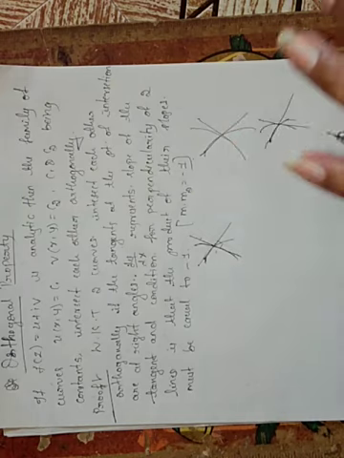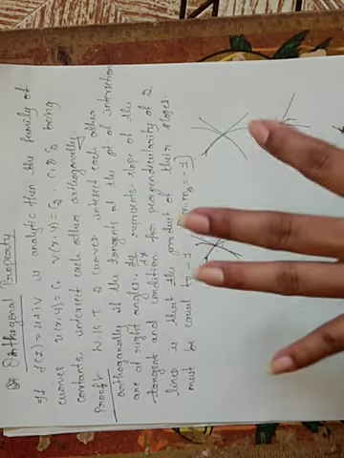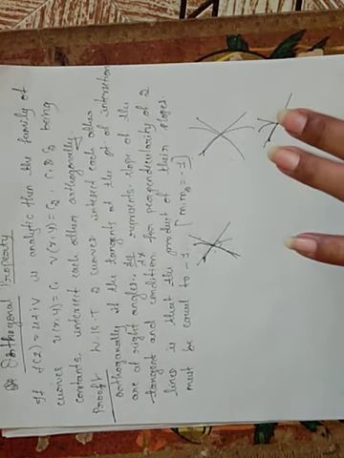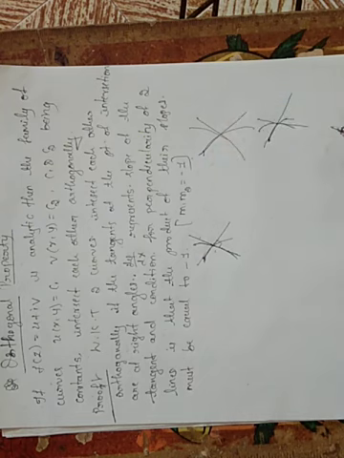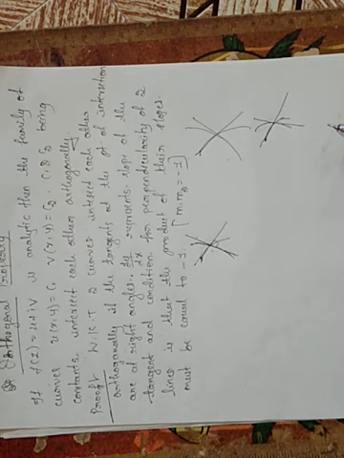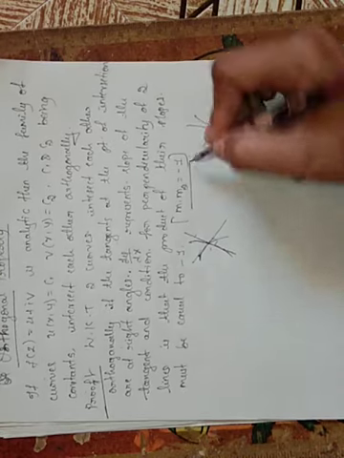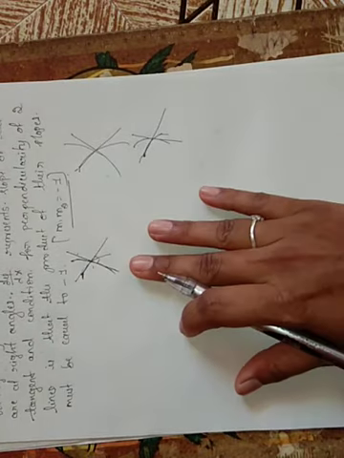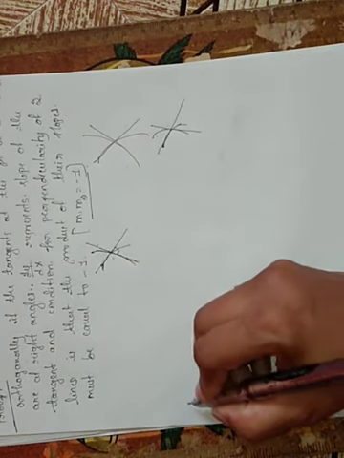By using these basic conditions of perpendicularity and orthogonality, we are going to prove that the product of the slopes of these two curves u and v must be equal to -1. That is the orthogonality condition. By using this basic, I am going to prove the theorem now.